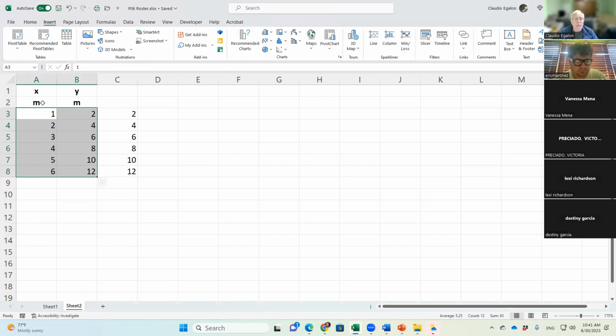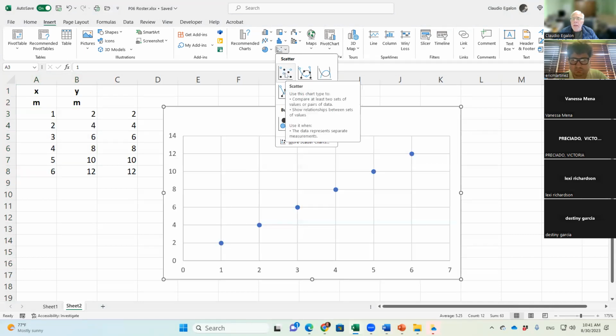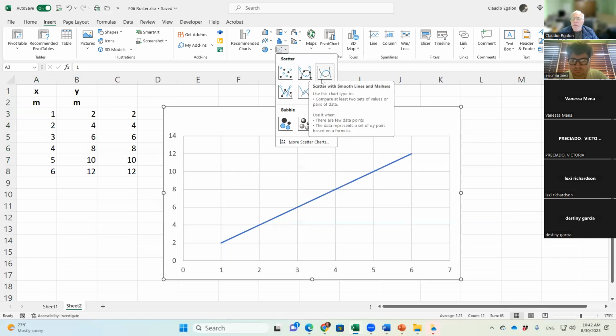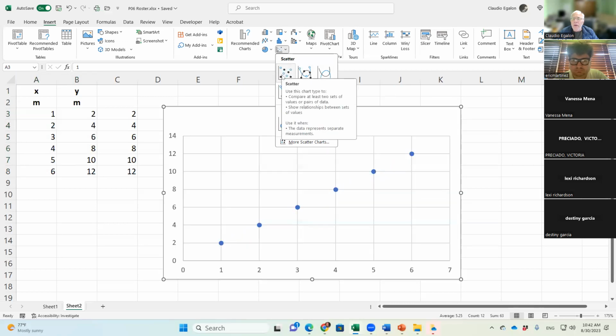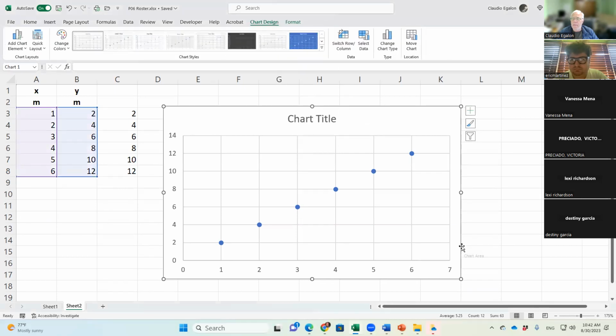Insert. You're going to look for the charts. There are all sorts of charts here. The chart that we are going to be working with most of the time is this one right in here: charts, scatter plot. Whenever you plot your graphs, don't use those ones here. Use just those without any lines connecting them. So here you go.